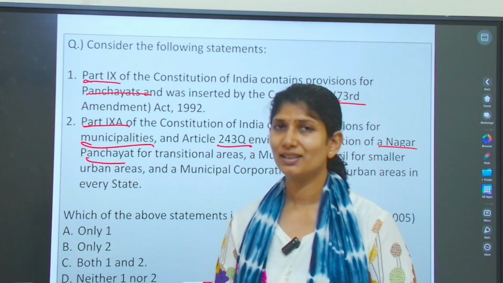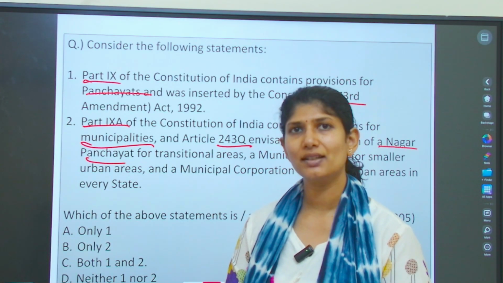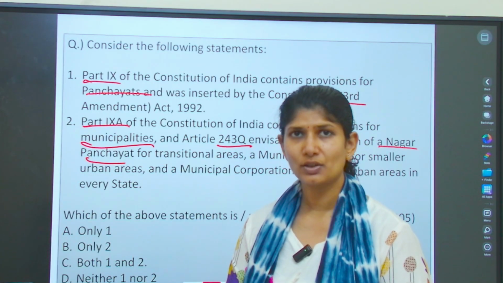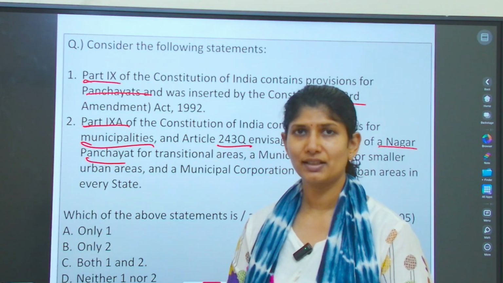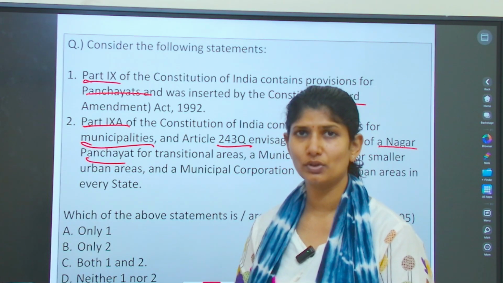So which means in the list of amendments which I told are important, you have to add the 73rd and 74th Constitutional Amendment. What were the changes that were brought about? What were the subjects that were added? Understanding what was the transition that they tried to create between your urban and rural.